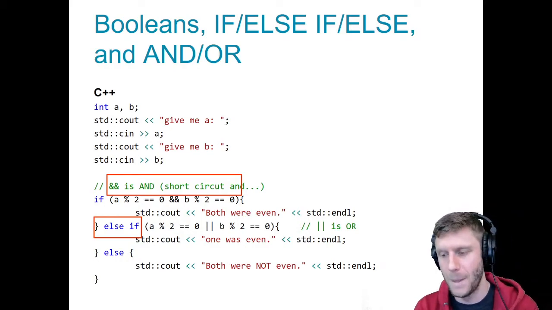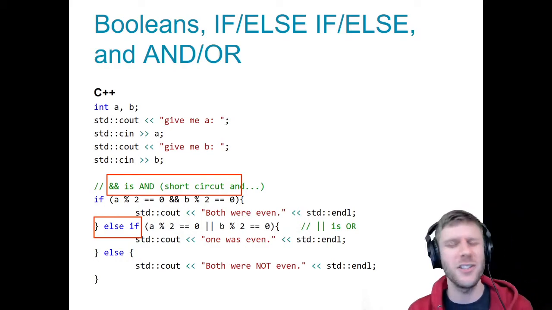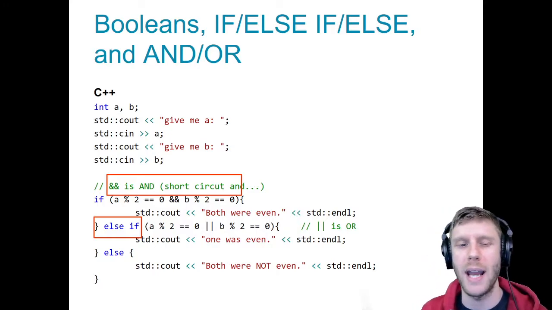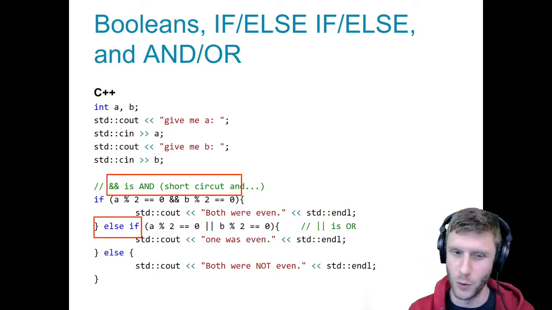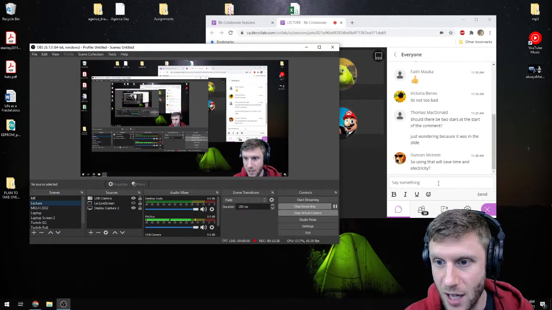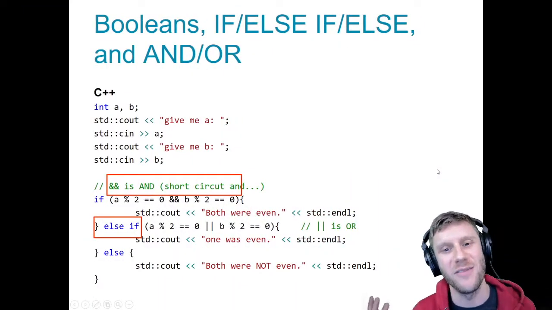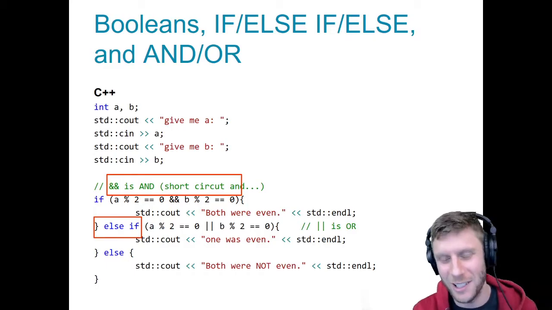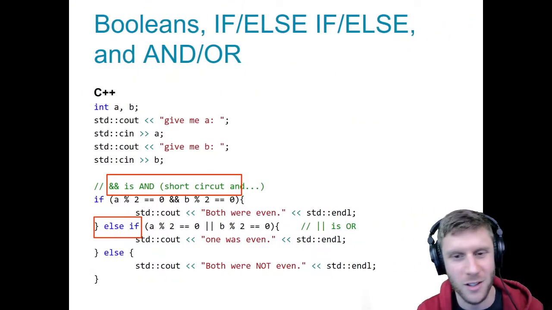Now, here's a quiz for you. Can anyone think of a reason why we might not want to do the short circuit version? And I heard a question, what do we got here? So using that will save time and electricity. Exactly, think of the environment. Absolutely. Look at you. We're saving the world one short circuited and statement at a time.